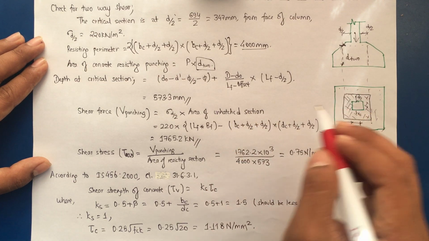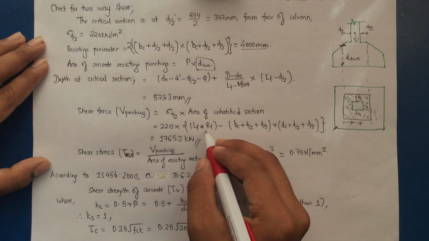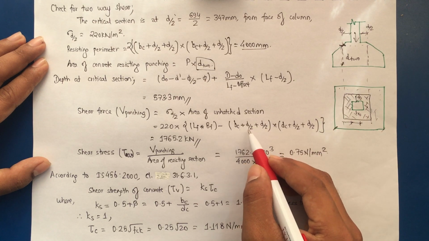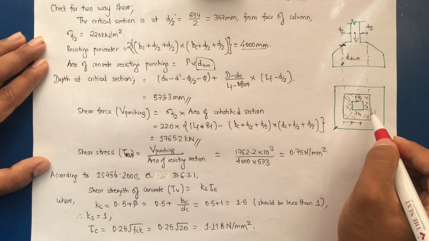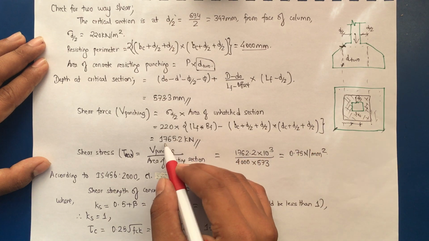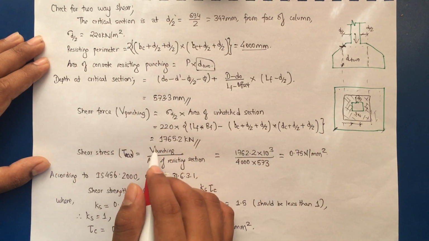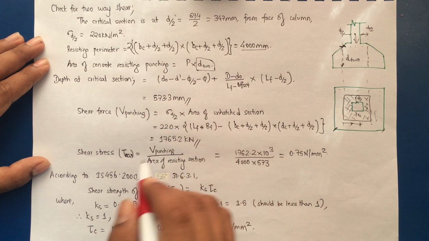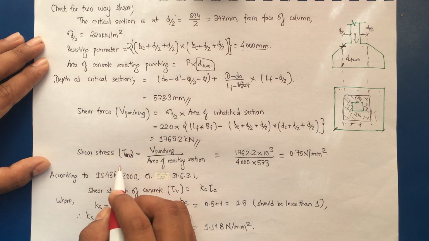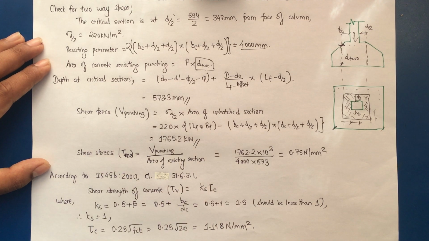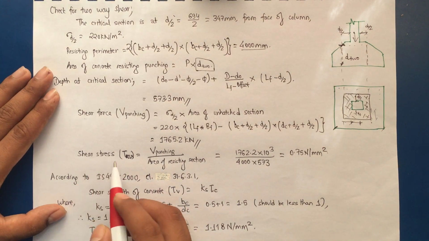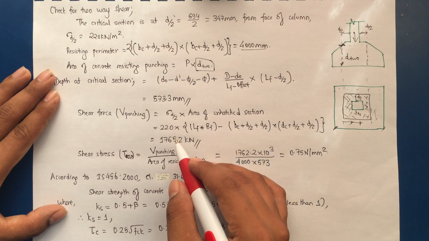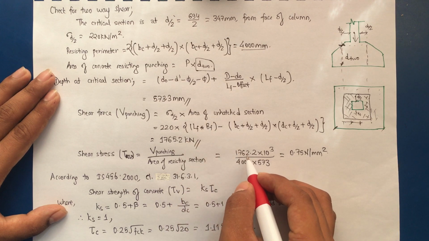So we can get this, and for the area of footing it is LF into BF. Similarly, the area of this section is (BC plus d by 2 plus d by 2) into (DC plus d by 2 plus d by 2). So we can get the value of shear force as 1765.2 kilonewton. So this is the shear force, and shear stress is equal to tau max. Now for shear stress, it is V by area of resisting section, and the punching shear is 1762.2.